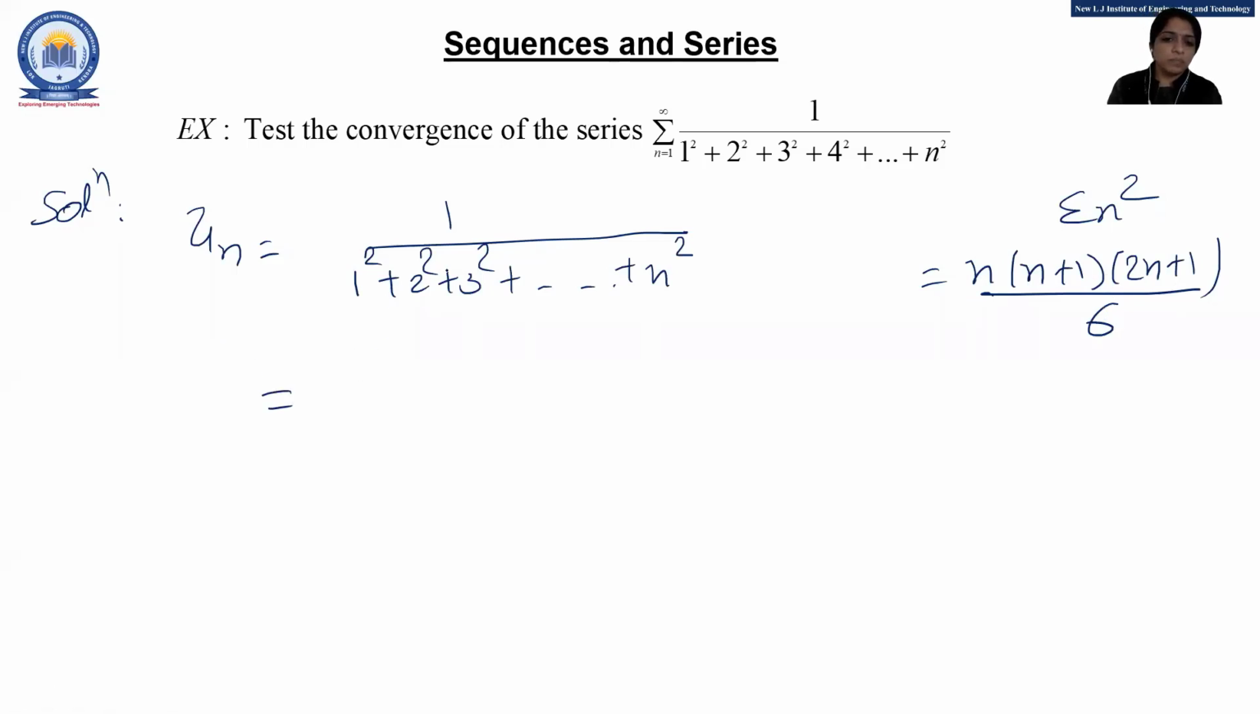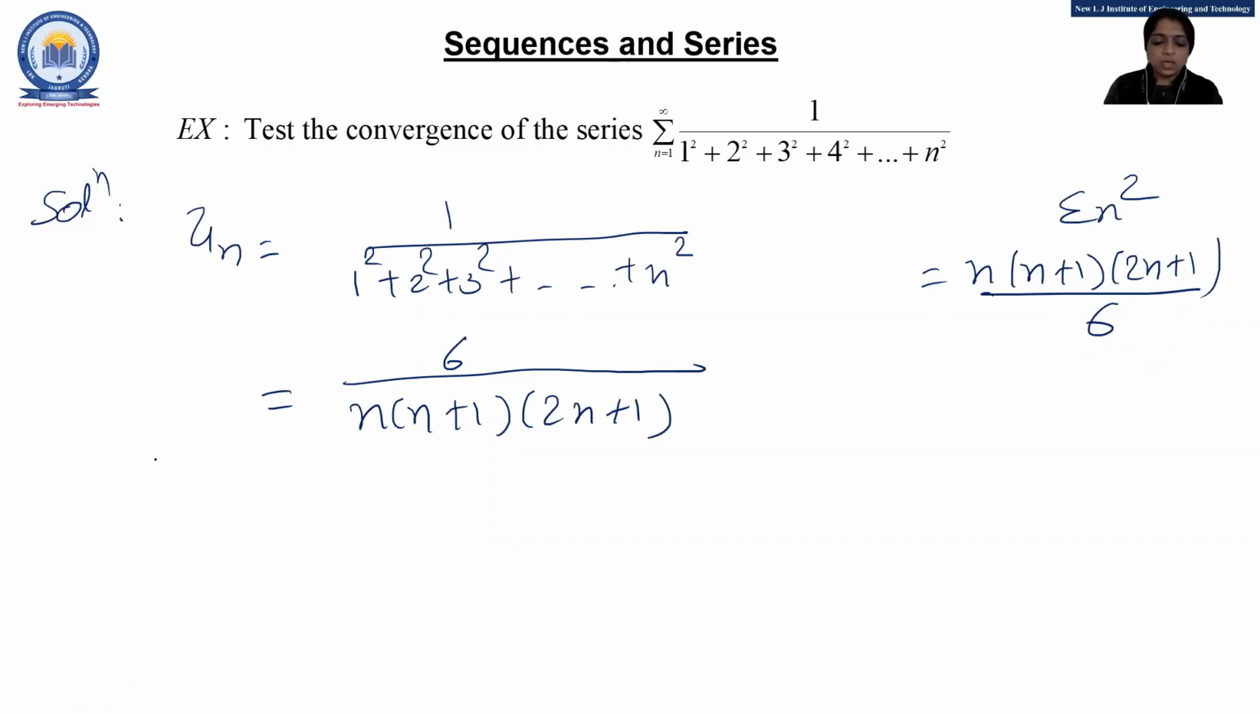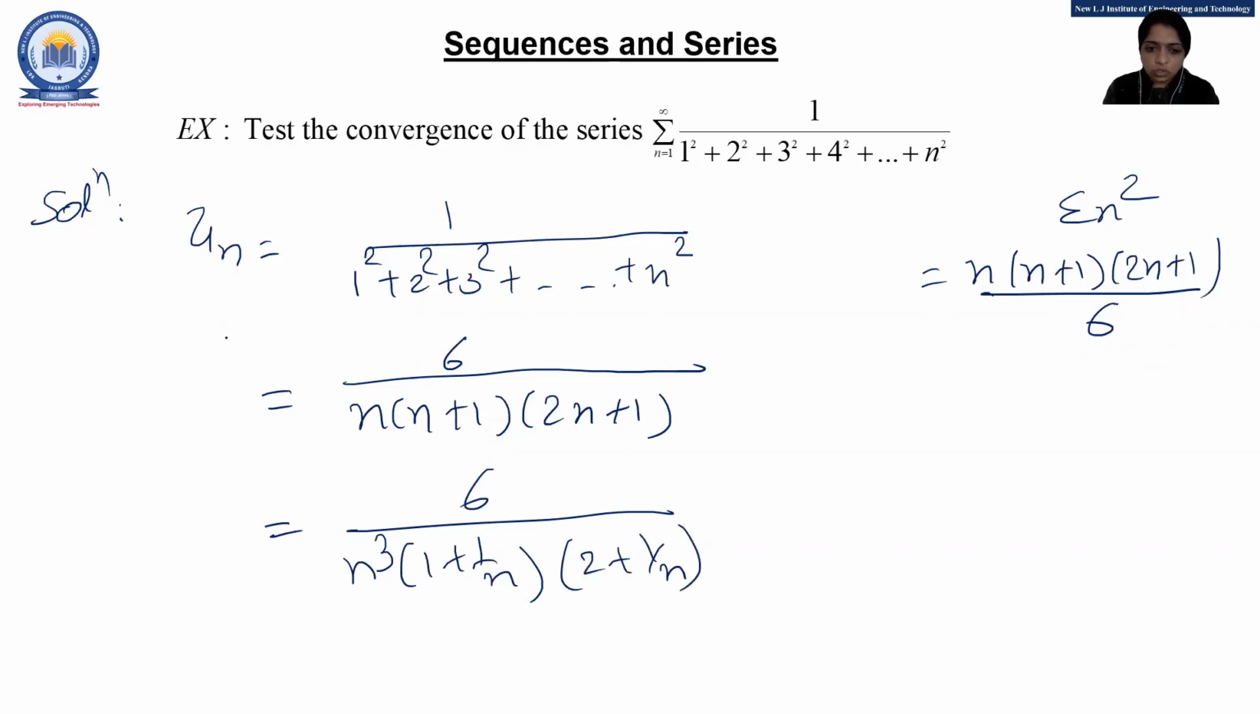So I put here 6 upon n plus 1 and 2n plus 1. If I take n common from the denominator, then I have n cube, with 1 plus 1 by n and 2 plus 1 by n. So see, as I told you, in Un I have n cube in the denominator, so I select my Vn as 1 upon n cube.